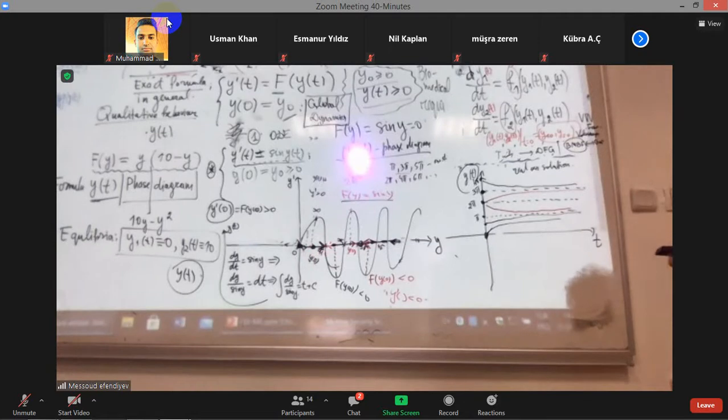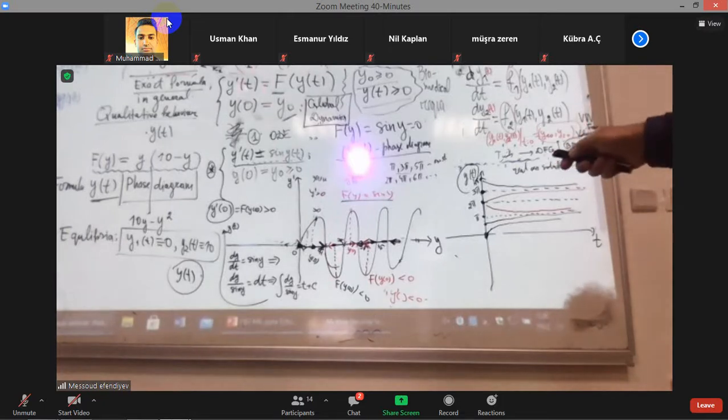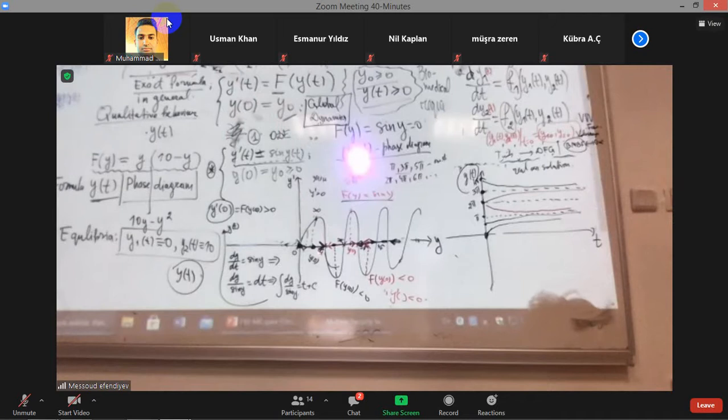That means we have to consider the left-hand side and the right-hand side. If the initial data is here, then we look at the value of the function. In the case of the sine, it will be negative. That means near this point, from this side, the function is negative, so the derivative of y is negative. That means the function itself is decreasing, sorry, and the direction goes this way.